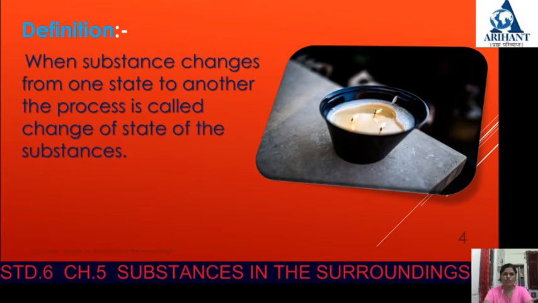The definition of change of state of substances: when a substance changes from one state to another, the process is called change of state of the substance. If we provide heat to the wax, which is in the form of solid wax, it will get converted into liquid form. We can do this experiment at our home also.